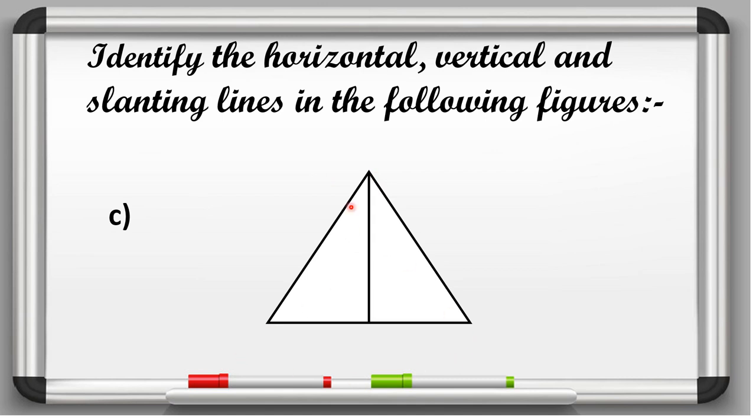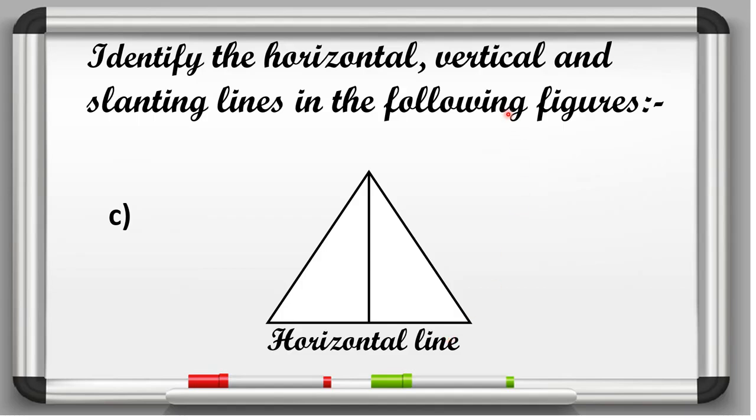Now in C part, this triangle is given, okay, and this is the mid part of this triangle. So now we have to write the horizontal lines. So first of all, horizontal means sleeping line. So here only one sleeping line is there, and this is at the bottom. So here we will write horizontal line.